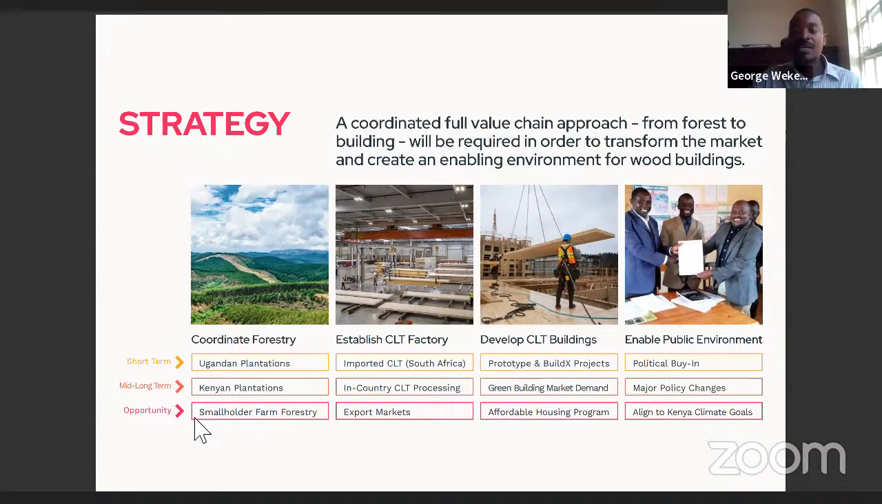In the long term, the opportunity that's there now for Kenya or for East Africa, we have smallholder farm forestry, which would increase the income or livelihoods of smallholder farmers. We'd explore export markets of this now manufactured CLT in country. So beyond just thinking about it as a product that we're using here, we'll be earning more revenue for the country as well. And by having normalized this system and having enough demand and enough supply within the region, then we'll be able to target the affordable housing market comfortably. And by doing so, we'll align with any climate goals, providing a solution that's really sustainable.